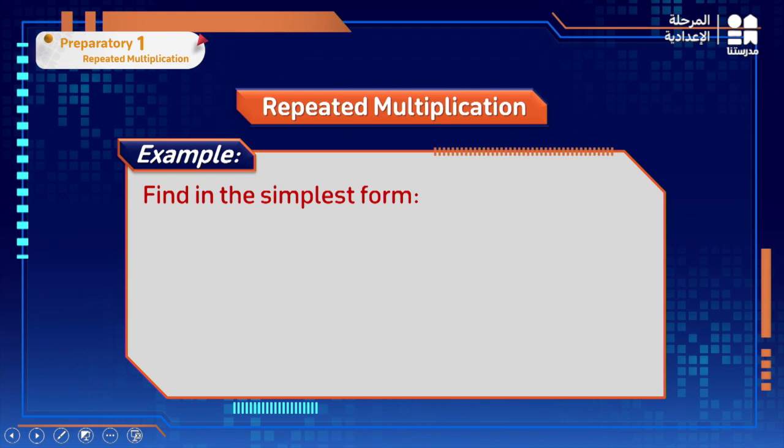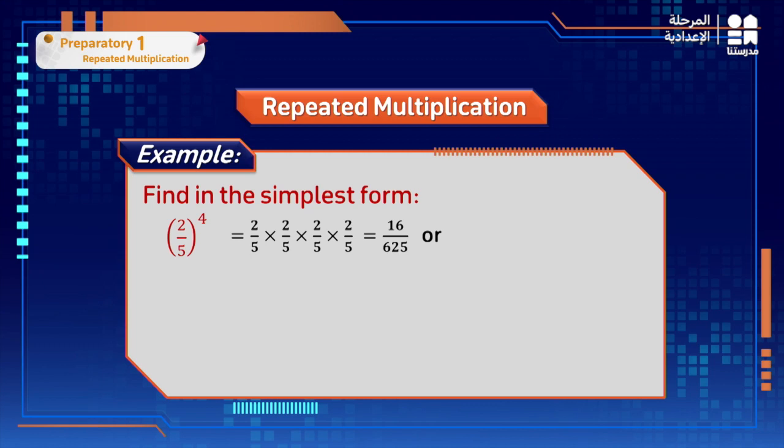Example: find in the simplest form 2 over 5 to the power of 4. We will repeat this 2 over 5, repeated multiplication 4 times. Why 4 times? Because the exponent is 4. So it becomes 2 over 5 times 2 over 5 times 2 over 5 times 2 over 5.